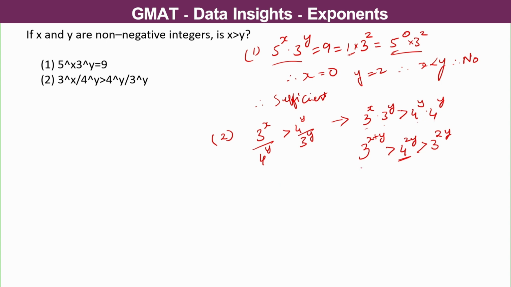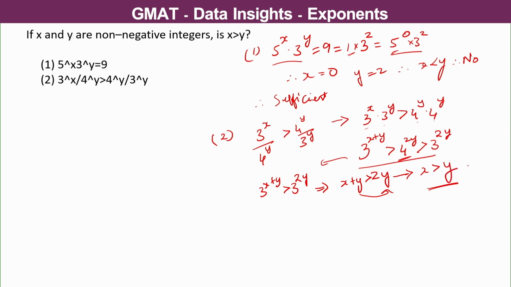So, therefore, this statement can be written as 3 to the power of x plus y is greater than 3 to the power of 2y, which also implies that x plus y has to be greater. When bases are equal, the powers should match the inequality. x plus y is greater than 2y. So, subtracting y on both sides, you have x is greater than y.